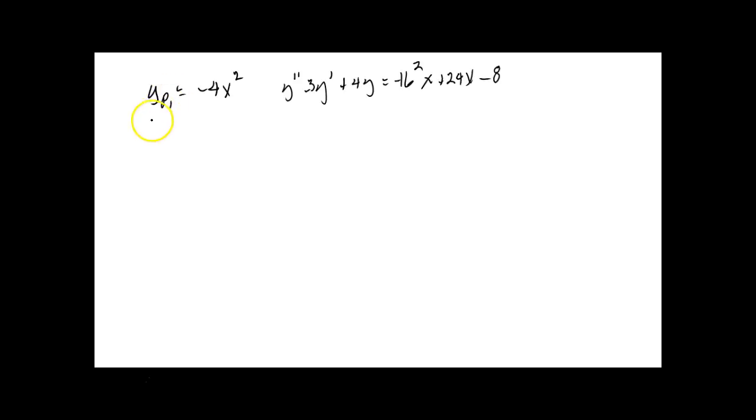So what we're going to do: y sub p1 prime. What would that be? Minus 8x. How about y p1 double prime? Minus 8. So let's plug these in and see what we get. y double prime is minus 8, minus 3 times y prime, which would be minus 8x, plus 4 times y, that's yp1.